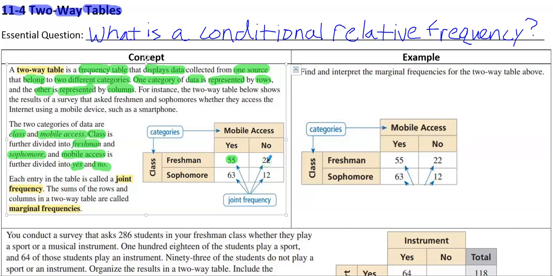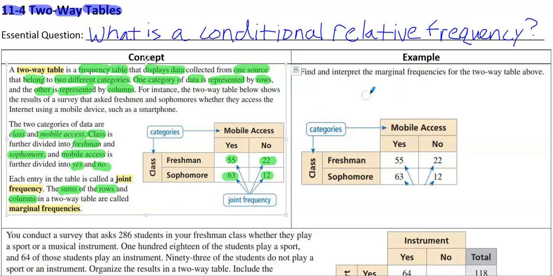So what's the joint frequency for the sophomores that said no? 12. And the joint frequency for the sophomores that said yes, 63. And let's say the joint frequency for freshmen who said no, that's 22. Okay, the sums of the rows and the columns in a two-way table are called marginal frequencies. Okay, sums of the rows and the columns are marginal frequencies.